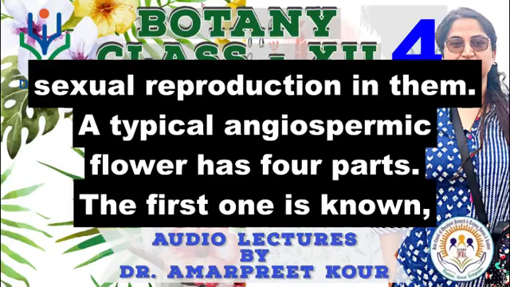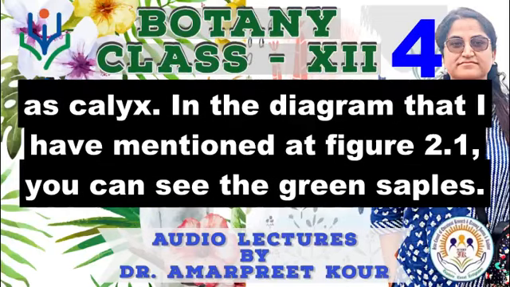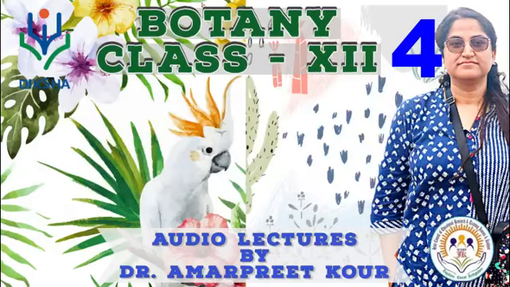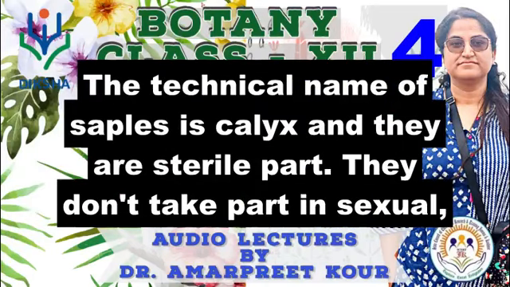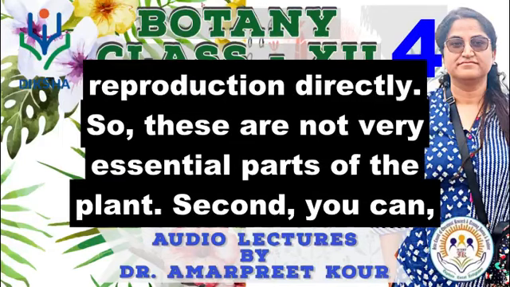A typical angiospermic flower has four parts. The first one is known as calyx. In the diagram that I have mentioned at figure 2.1, you can see the green sepals. Okay, the technical name of sepals is calyx, and they are sterile part. They don't take part in sexual reproduction directly. So these are not very essential parts of the plant.